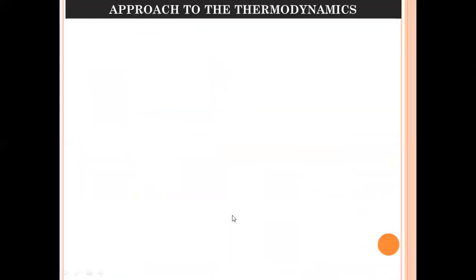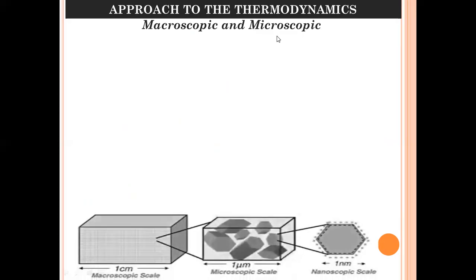Approach to thermodynamics. In thermodynamics, studies are undertaken by two different approaches. The first one is macroscopic and the other one is microscopic. The meaning of macro is big or total, whereas the meaning of micro is small. So let us discuss the difference between the macroscopic and microscopic approaches.